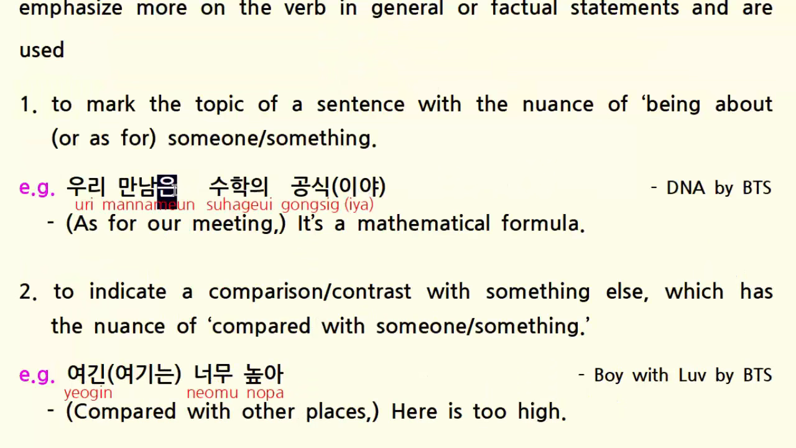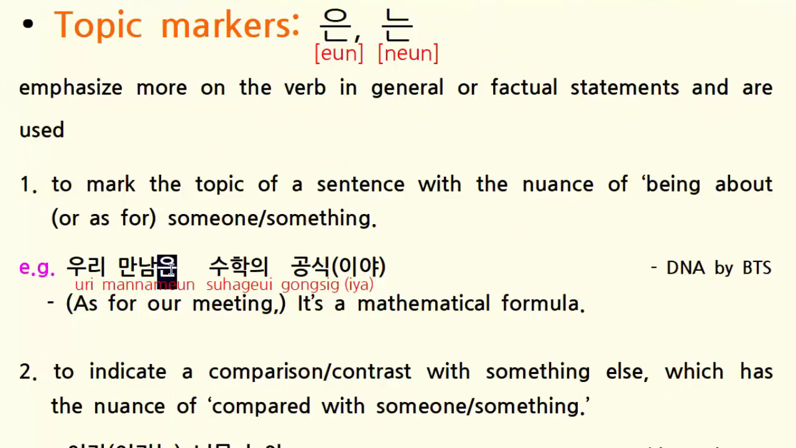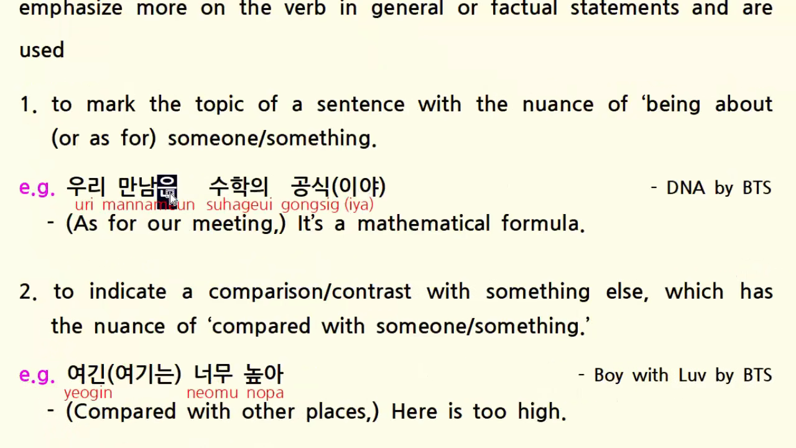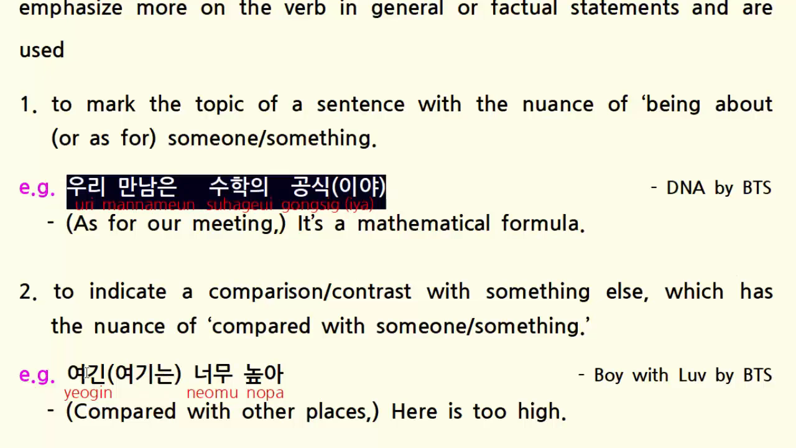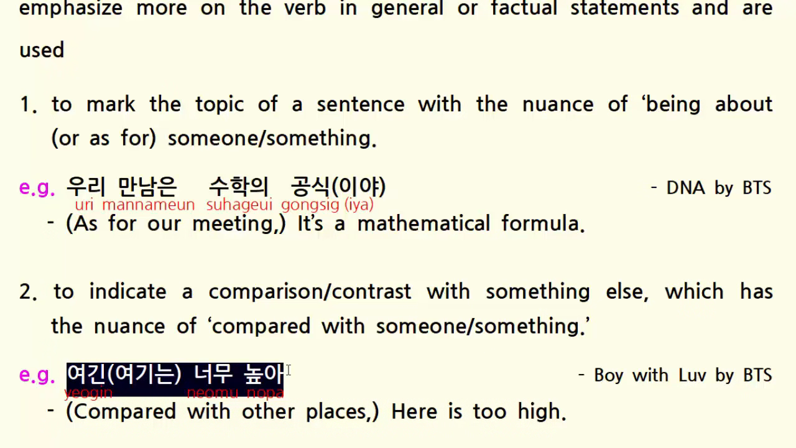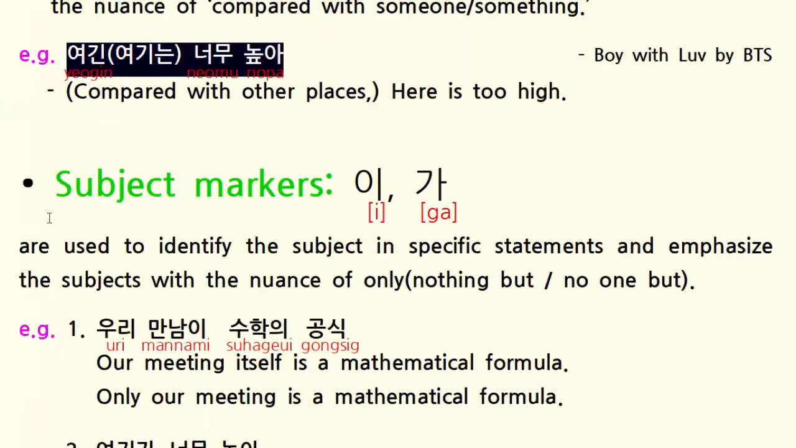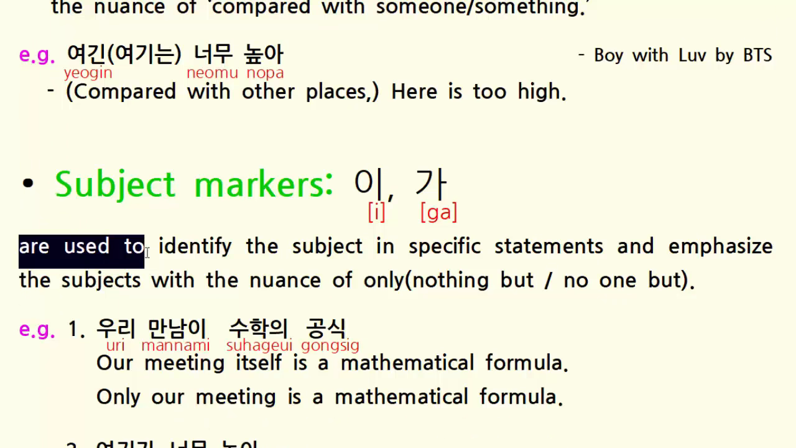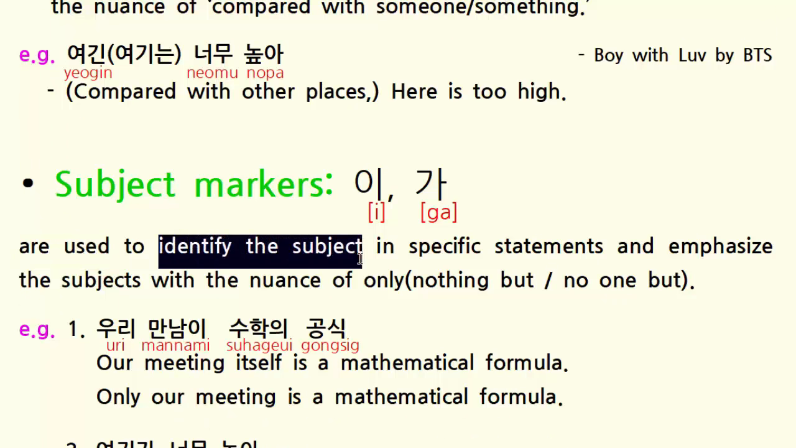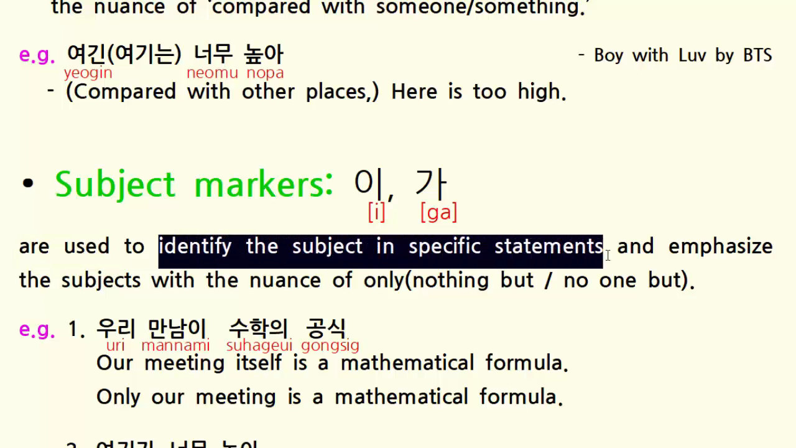So when you use 은 or 는 after the subject, then these markers help us to identify the subject of the sentence first. And then rather than emphasize the subject, these markers emphasize more on the verb part right here. And these sentences including topic markers are usually general statements compared to the counterparts with subject markers 이, 가. So let's look at 이, 가. These markers are used to identify the subject in specific statements compared to the sentences with topic markers.